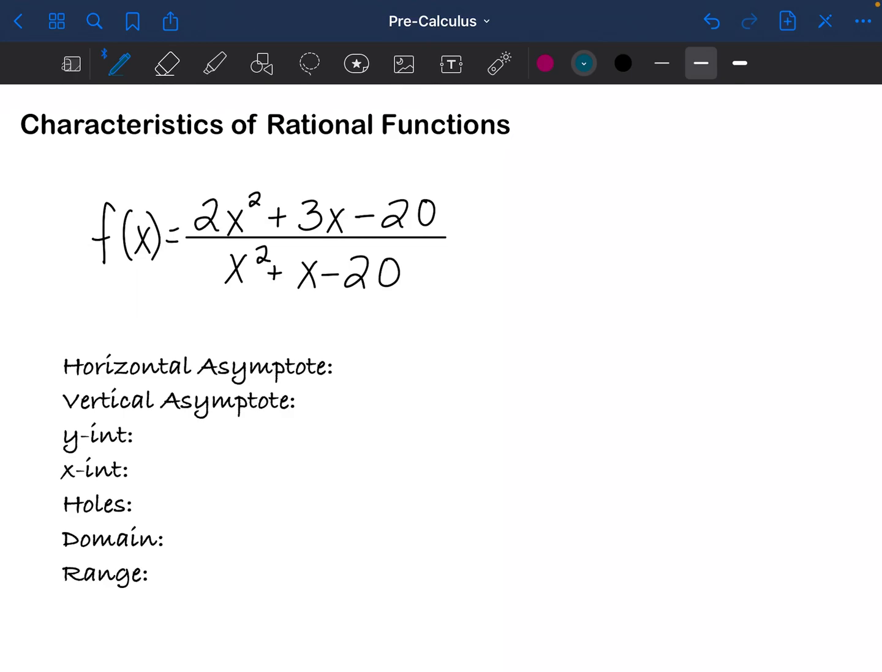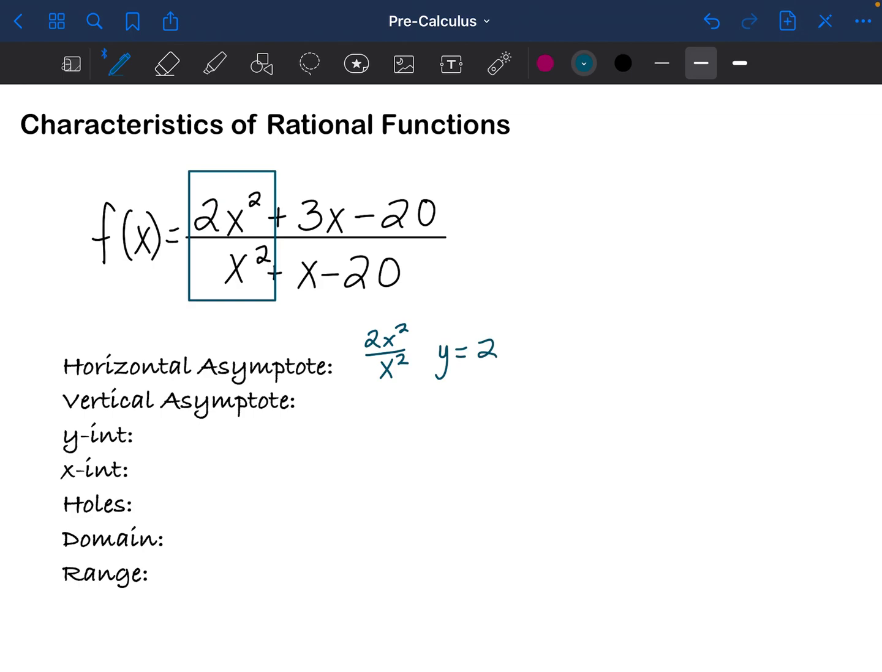That 3x, that plus x, they're going to be left behind. That minus 20, once we're in the billions, who cares? So we only want to look at this 2x squared and that x squared. So 2x squared divided by x squared, those x's are going to cancel, so it looks like our horizontal asymptote is at y equals 2.